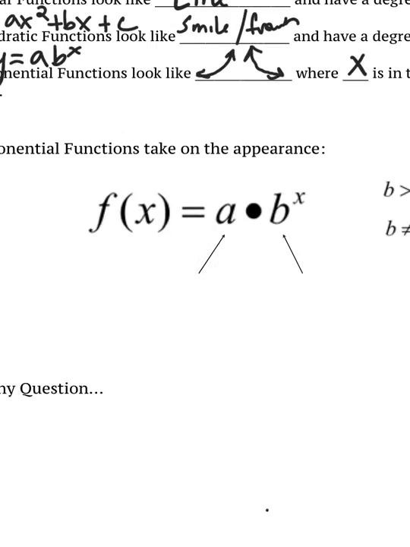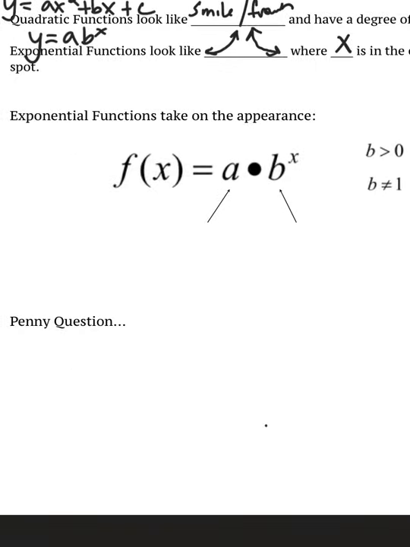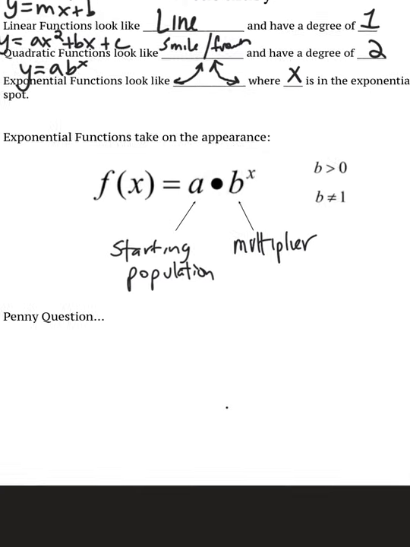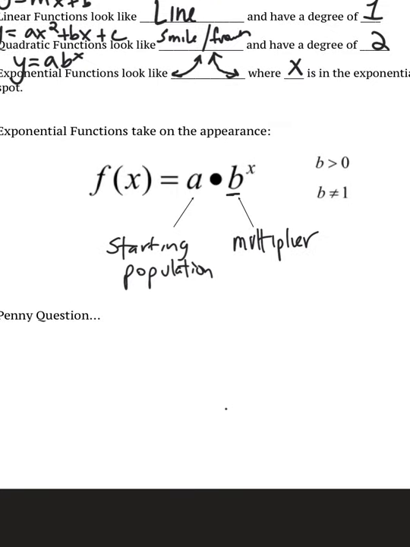What I like to do is give a name for a. A I'm going to call, and this is going to work in a lot of scenarios, the starting population. And then b is what we're going to call the multiplier. And you'll notice that b can be a number that is greater than 0, but it can't be 1. If it's 1, then this wouldn't be exponential.